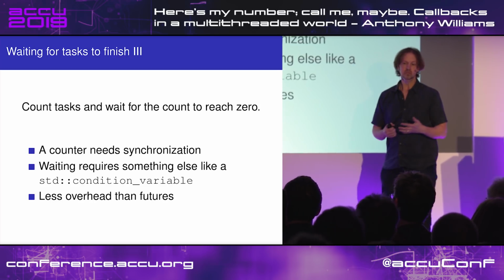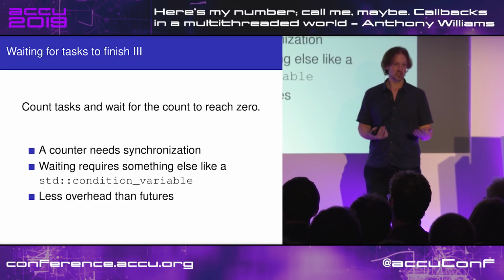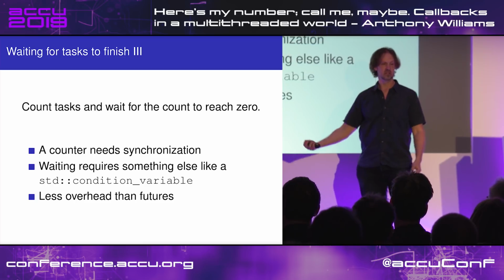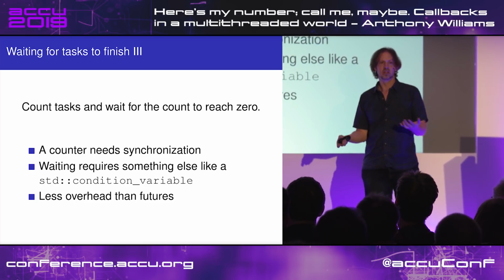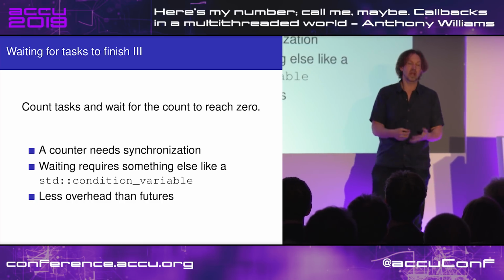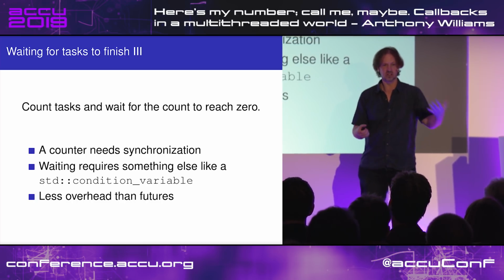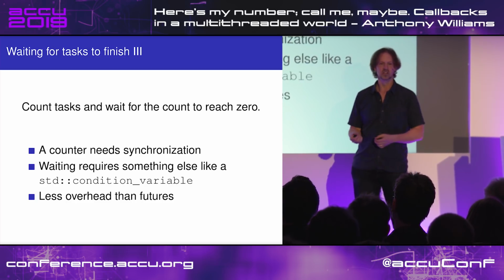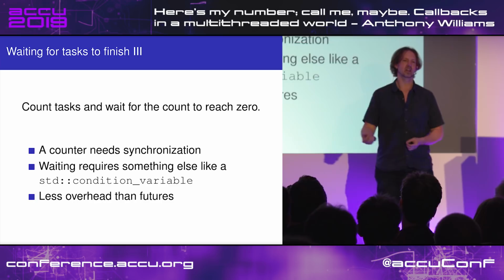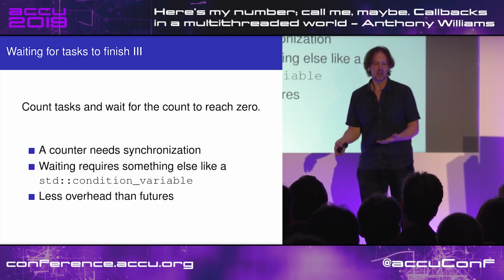Another option is to count your tasks. When you spawn a task, increase your counter. When it's done, decrease the counter. And when the count is 0, they're all done. Marvelous. Of course, your counter needs synchronization, so again, it can't just use an unsigned long. You actually have to use at least an atomic unsigned long.